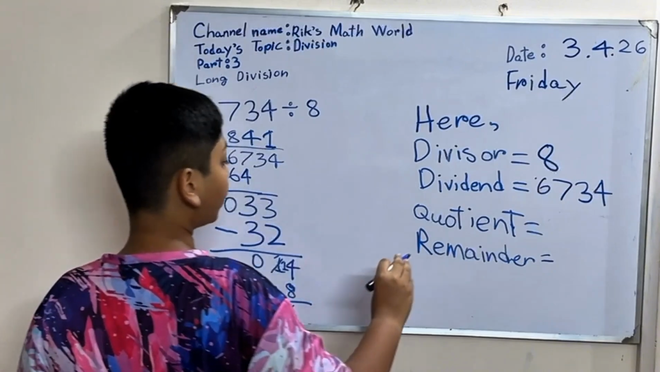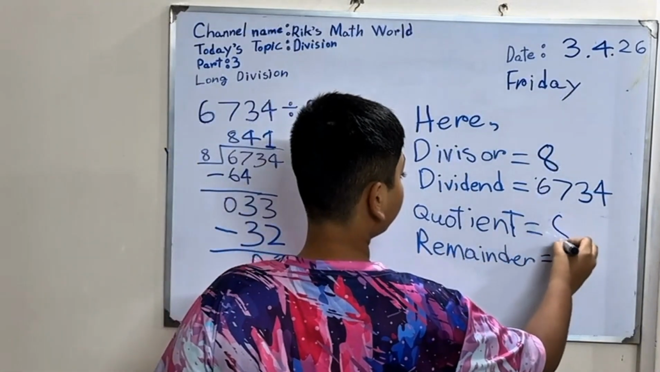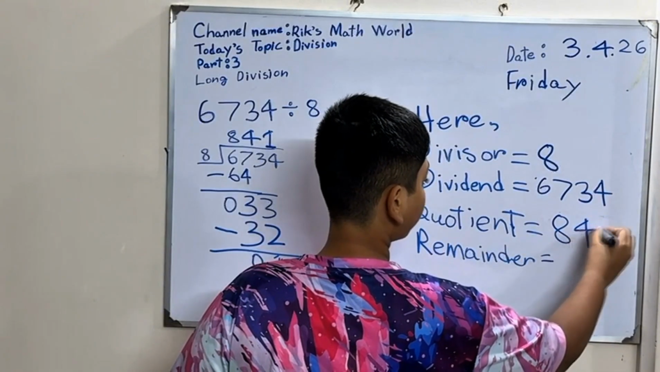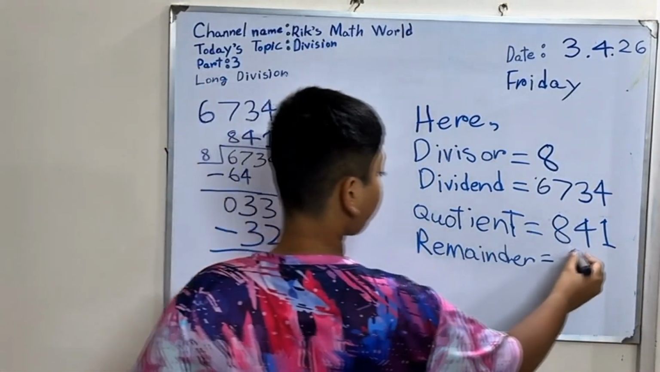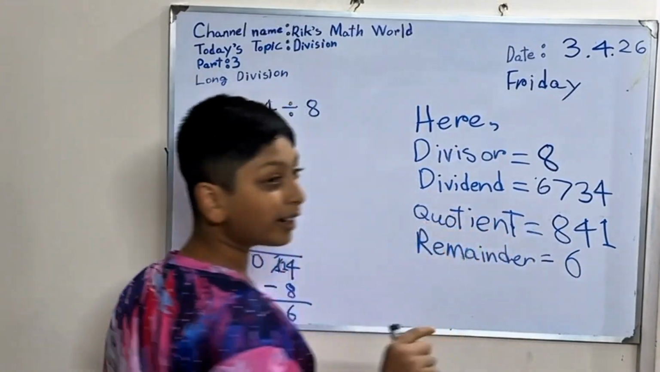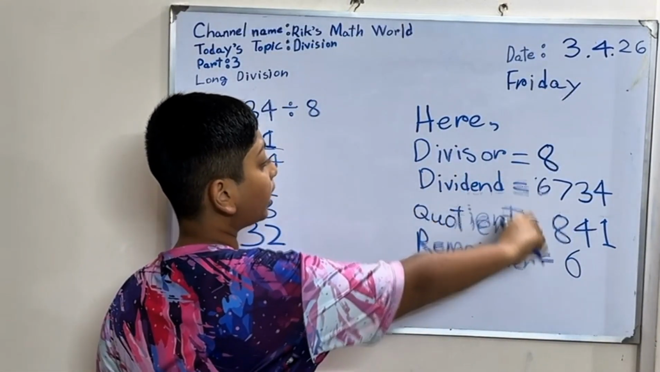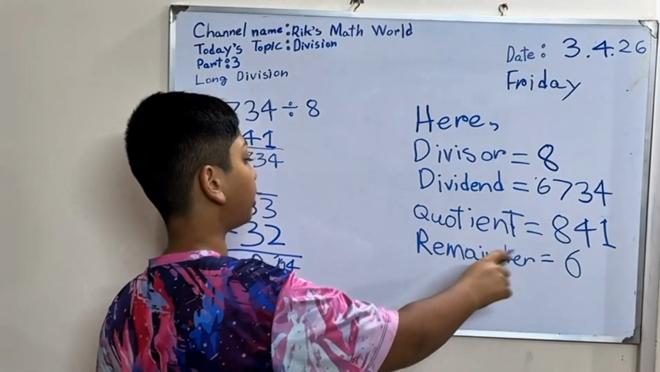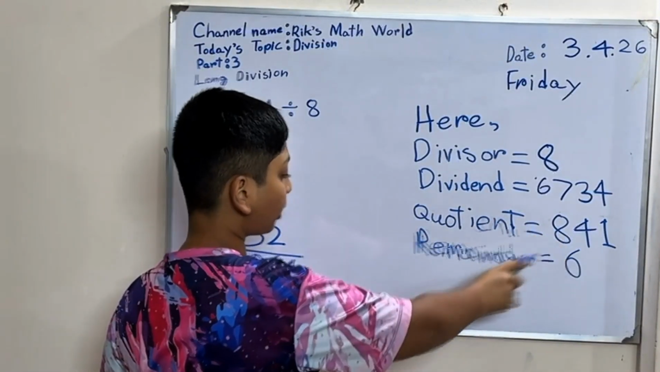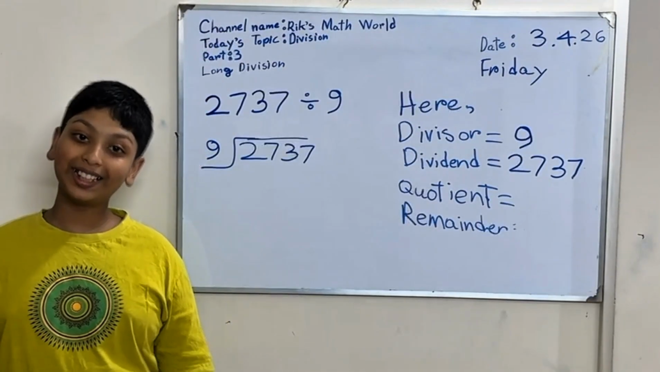And now we will write the quotient and remainder. So the quotient is 841 and the remainder is 6. So the summary of this math problem is: divisor is 8, dividend is 6734, quotient is 841 and remainder is 6. Friends, now I will show you this math problem.